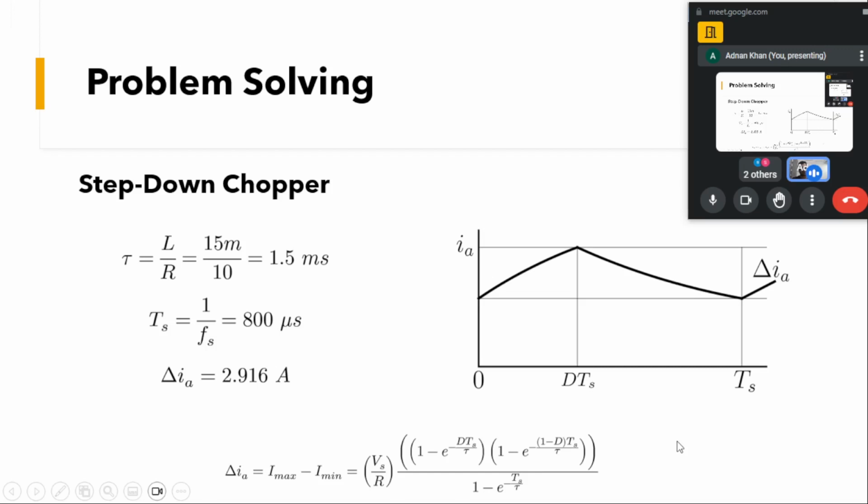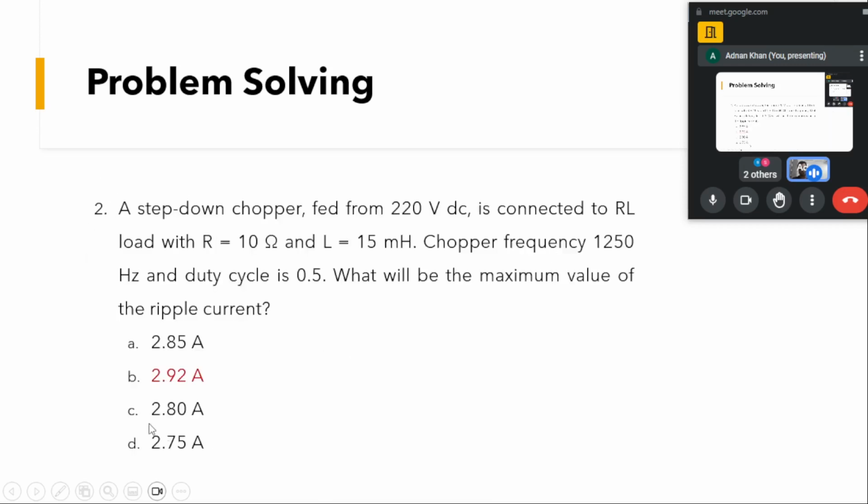What is known to us is the ripple. If ts is given, tau is given, and d is given to us, we are able to calculate the ripple for these set of conditions. So here, for tau equal to 1.5 milliseconds and with the frequency of 1250 hertz, our ripple was around 2.916 amperes. So the correct option is B, 2.92 amps.